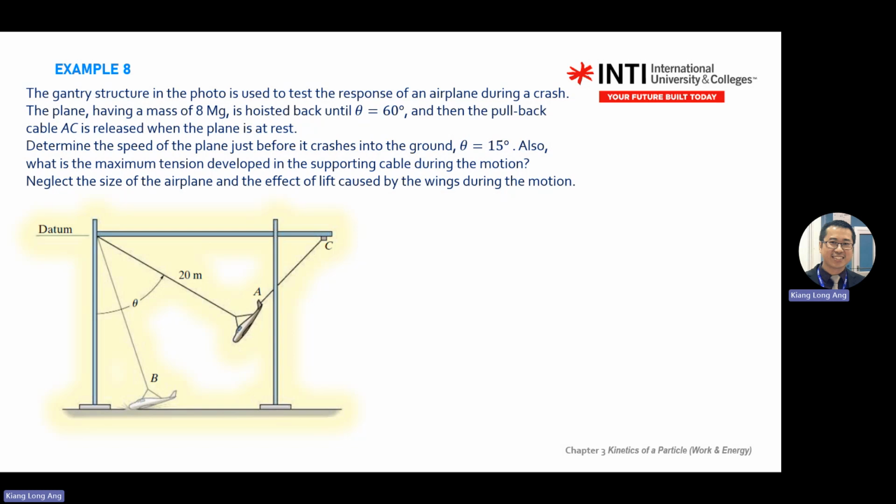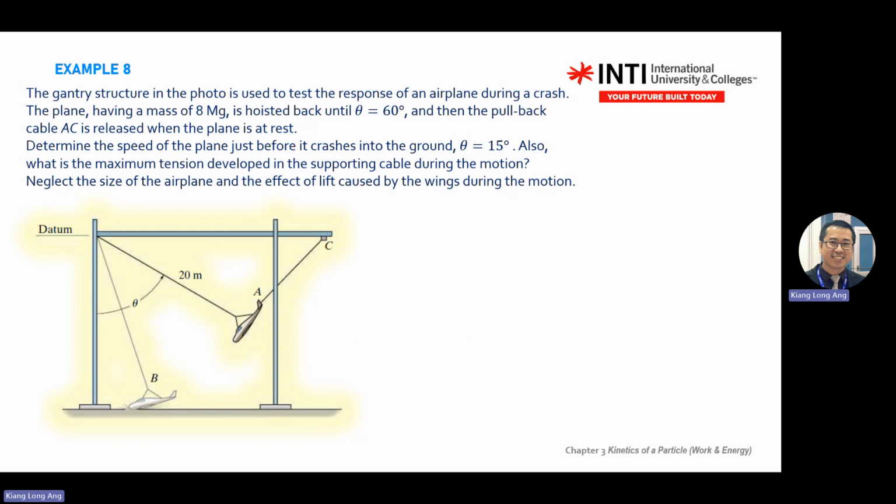All right. So the plane having mass 8 megagram. You will see this kind of format in your test or final exam. Remember to change megagram into kilogram. You're using SI units. It's very famous. We always like to give you megagram or ton. 1 ton equals 1,000 kilogram. It's hoisted back until theta equals 60 degrees. Where is theta? Theta is here.